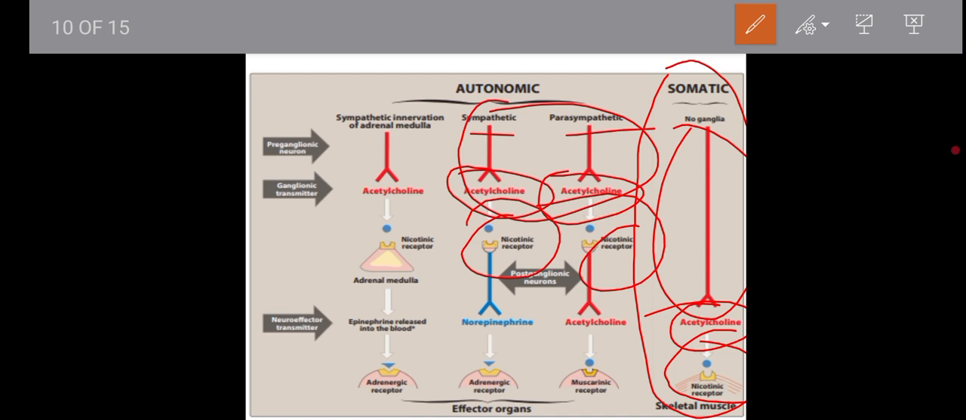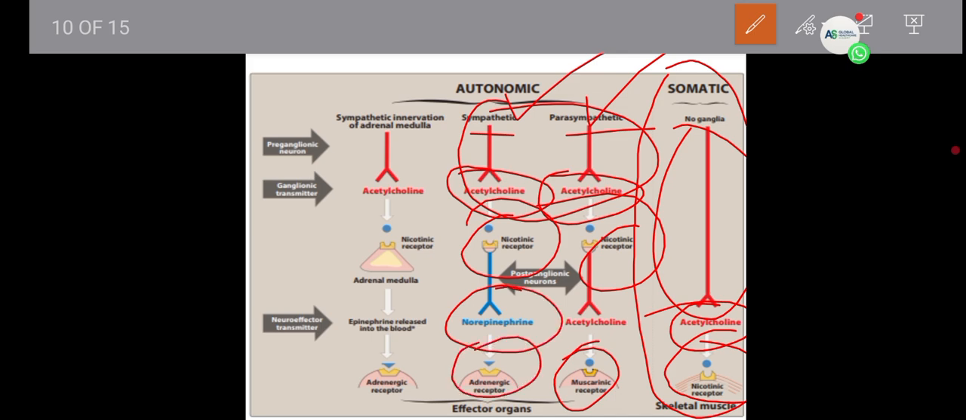After that, in the parasympathetic system, what will happen? There will be cholinergic receptors, muscarinic receptors present on the effector organ. Like this, muscarinic receptors are present, not the nicotinic, not adrenergic, but muscarinic receptors. While in case of sympathetic nervous system, you will see that norepinephrine is getting bound to the adrenergic receptors on the effector organ.